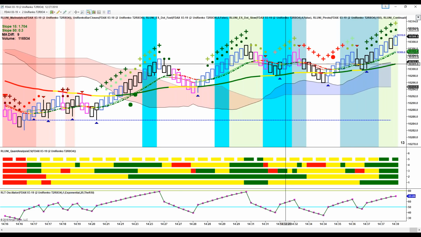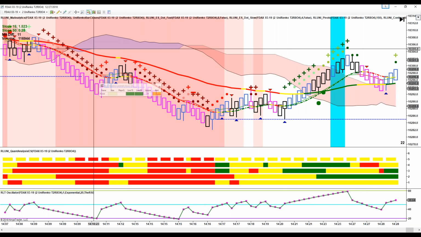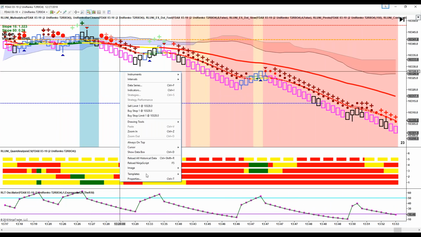Okay, we got it. There's the DAX, and there's the DAX scanner. Now, the only thing I have to do is put in the DAX template.